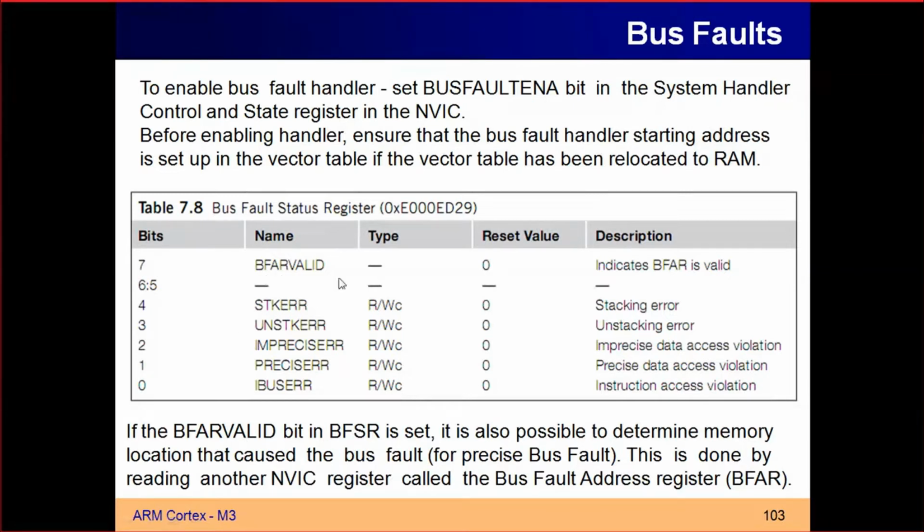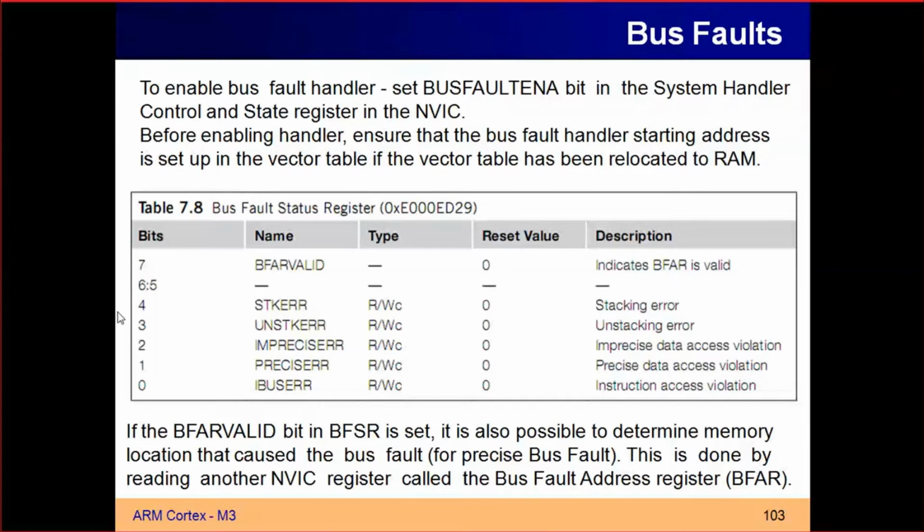What does it mean? That means there is a register known as the bus fault address register. In that register, the address where the bus fault has occurred will be stored. So if the processor is able to access the actual location where the bus fault has occurred, that address will be present in the bus fault address register. Whatever value is there in this register is really valid, then this bit will be set.